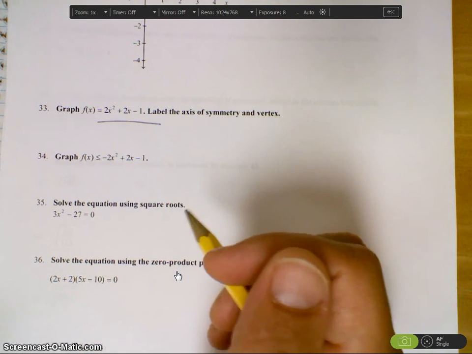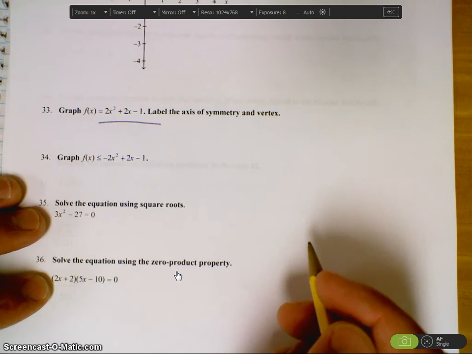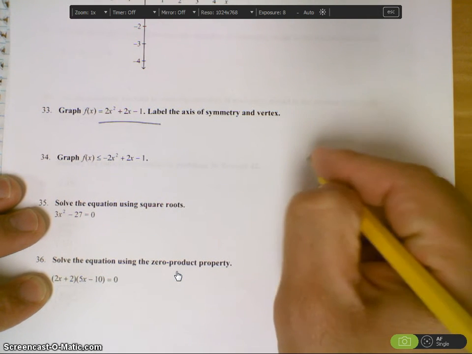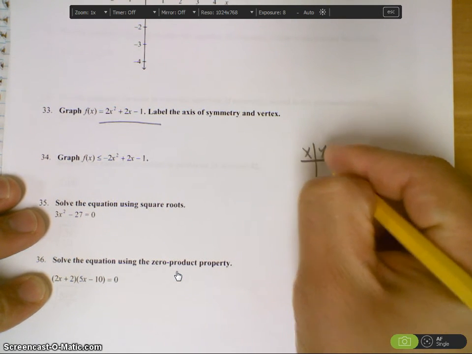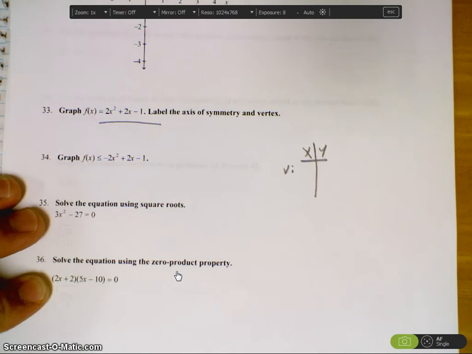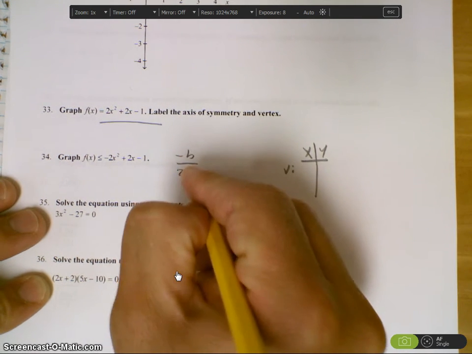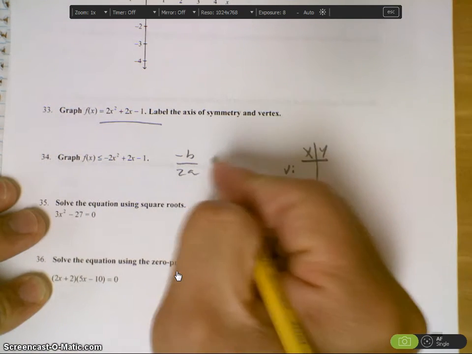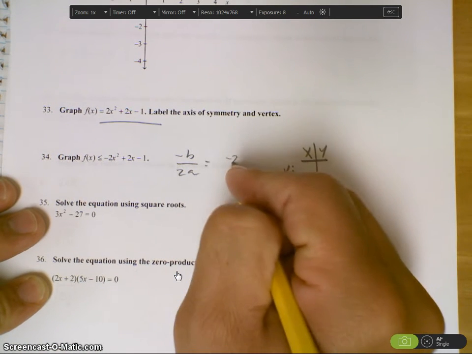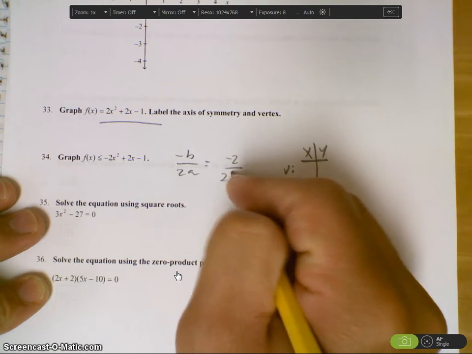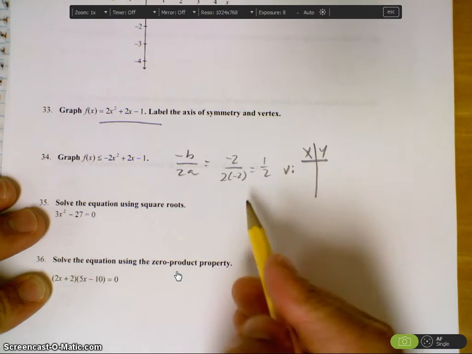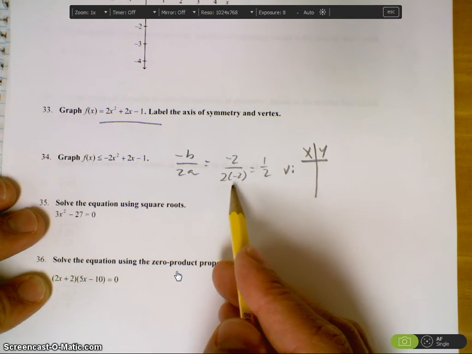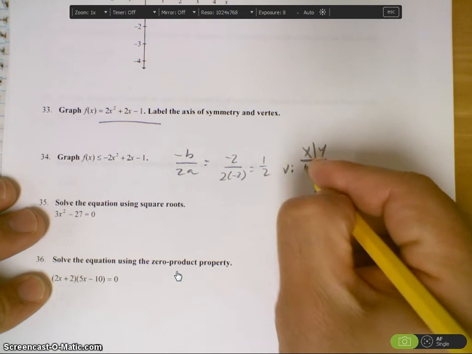So let's get started. The first thing we want to do, and it's not a bad idea, is get an XY chart going. I remember we labeled the vertex. How do we find the x value of the vertex? We do negative b over 2a. That looks like negative 2 over 2 times negative 2, so it's negative 2 over negative 4, which is positive 1/2.